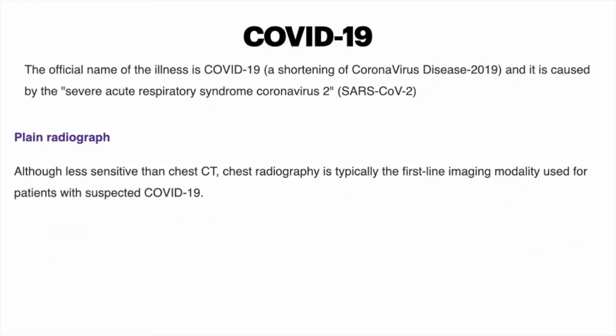Okay, so now let's talk about COVID. You know the concept and everything about COVID, but let's be specific about the radiological features in this case. The chest X-ray is less sensitive than the chest CT scan, but the chest X-ray is typically the first line imaging modality used for patients with suspected COVID.